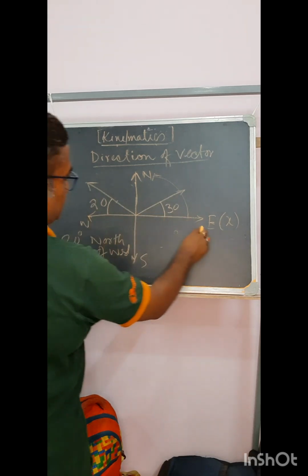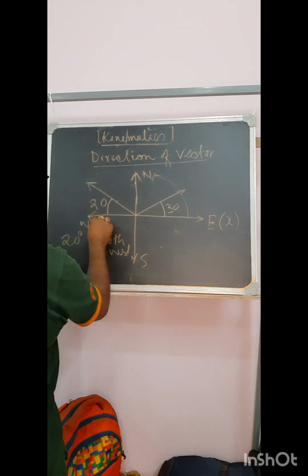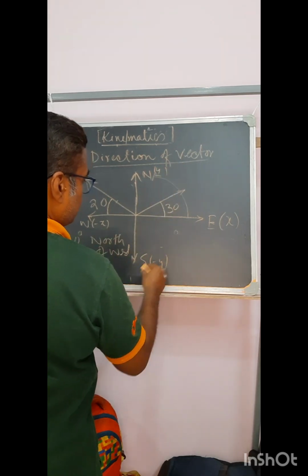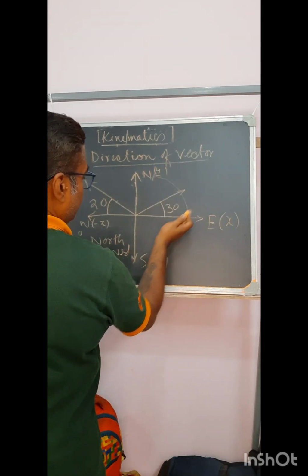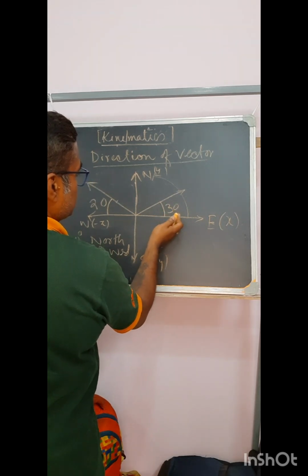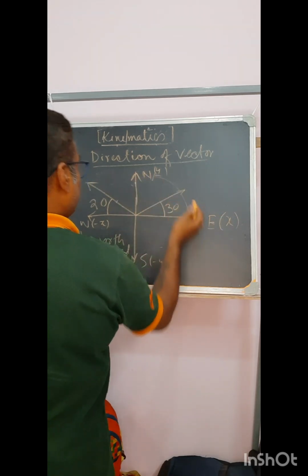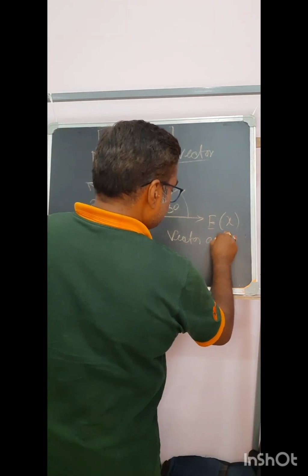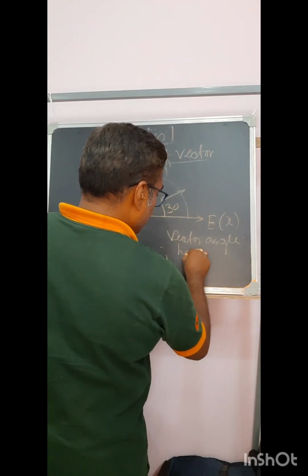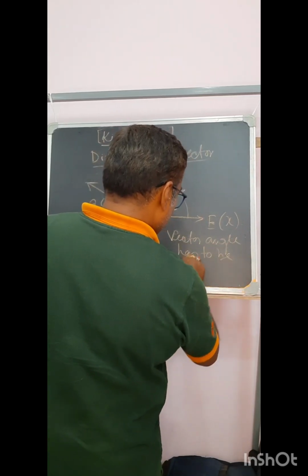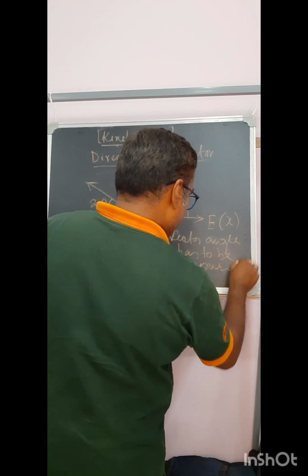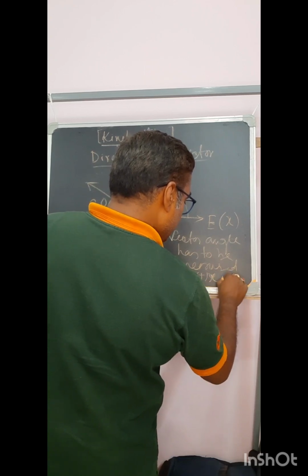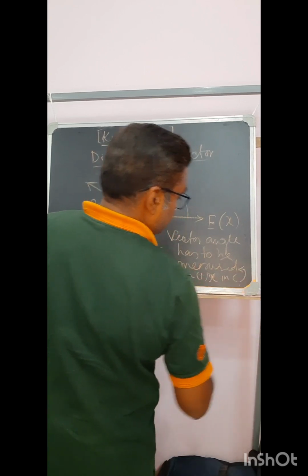So you assume that east is the positive x, and similarly this is negative x, this is y positive, this is y negative. So similarly you can remember that any angle of a vector always has to be measured from the positive x-axis in anti-clockwise direction. So vector angle has to be measured from positive x in anti-clockwise direction. Okay.